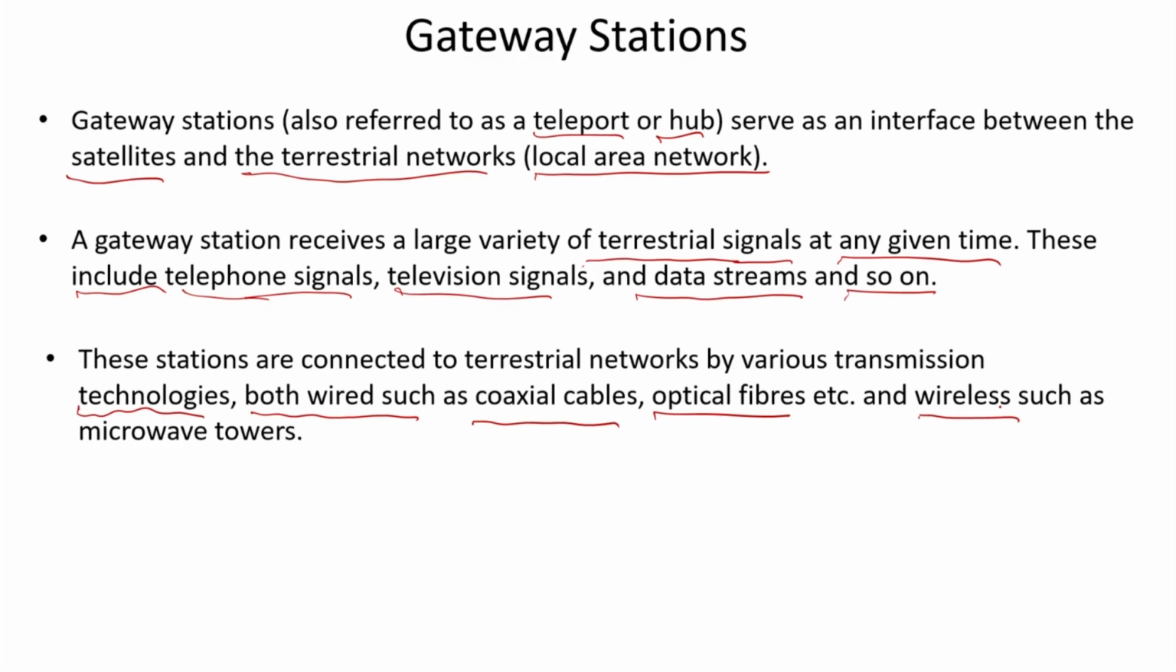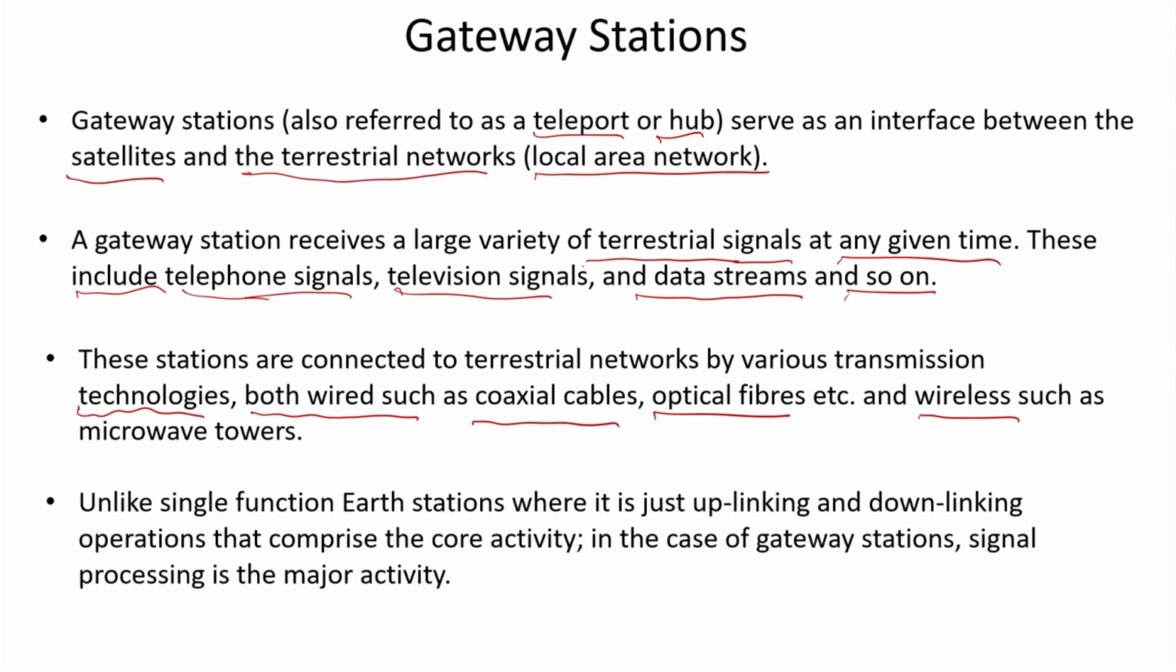Wireless means we use microwave towers, and a microwave tower can become one node of that terrestrial or local area network. There are advantages and disadvantages of both types. Unlike the single function earth stations, where uplinking and downlinking are separate operations, in the gateway stations signal processing is the major activity.